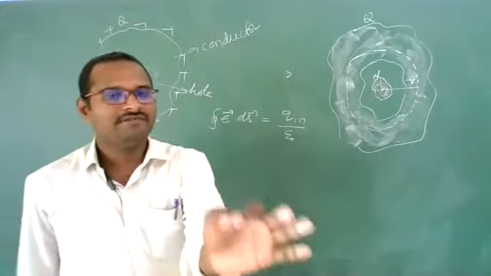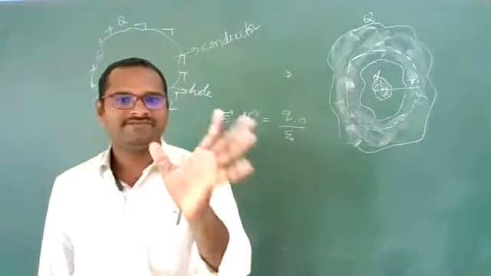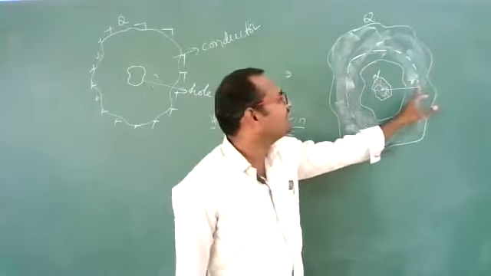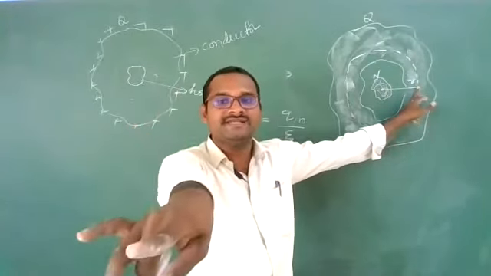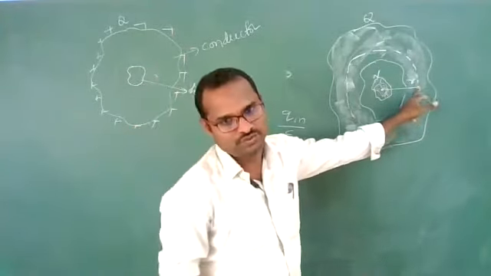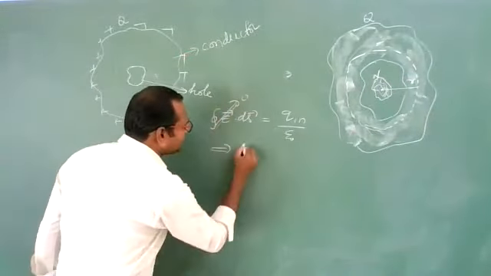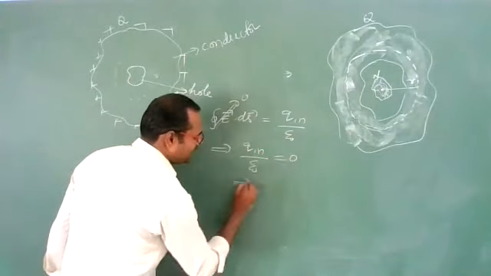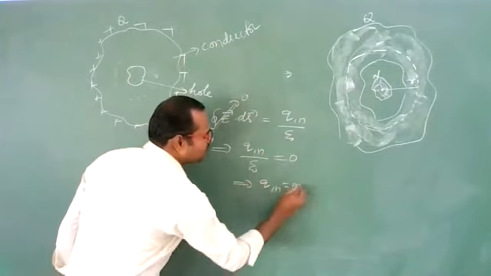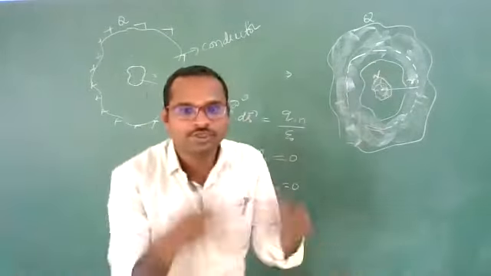From the property of a conductor, the electric field inside the conductor is always zero. Where material is present, the electric field must be zero. Means this should be zero. That implies q inside by epsilon naught should be equal to zero, which implies q inside should be equal to zero. Whatever charge we have placed inside this cavity, the net enclosed charge should be zero.